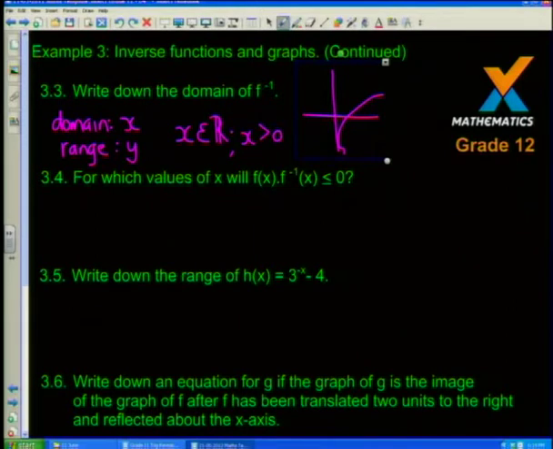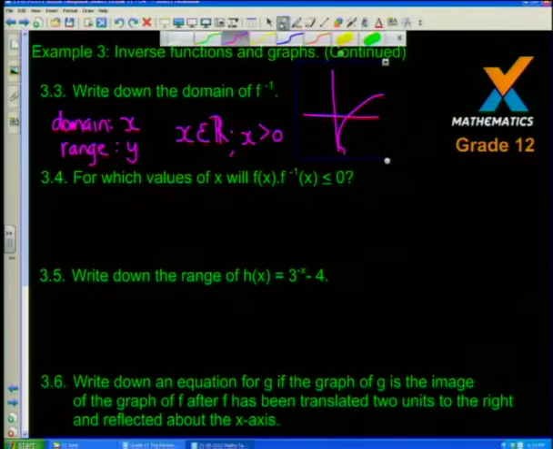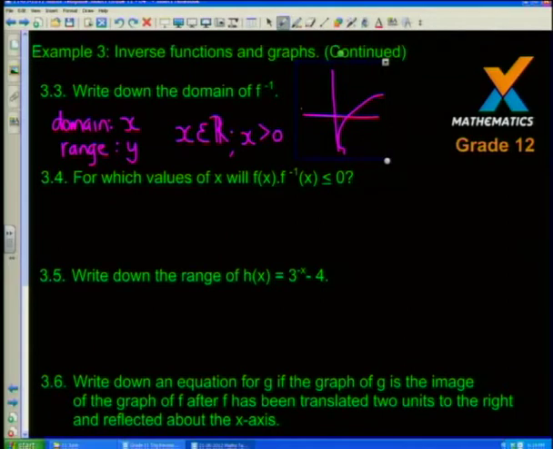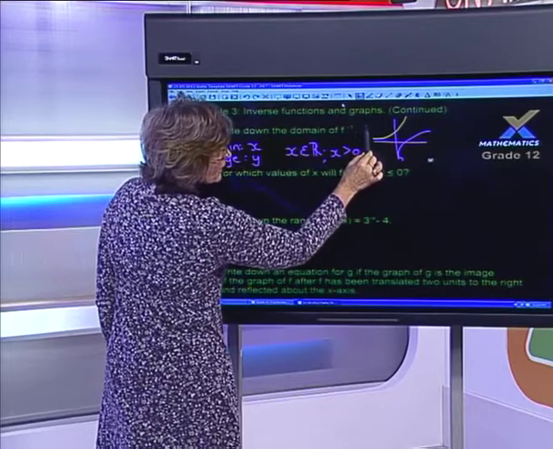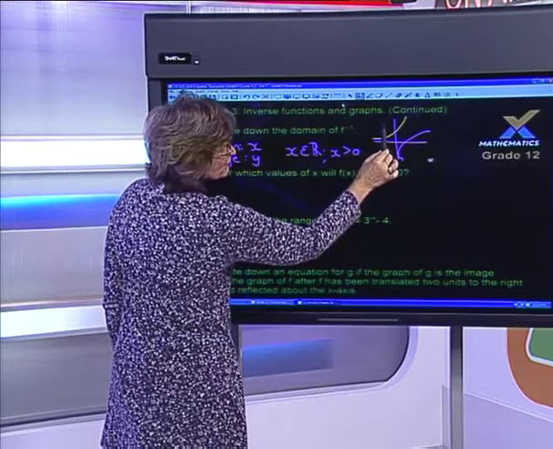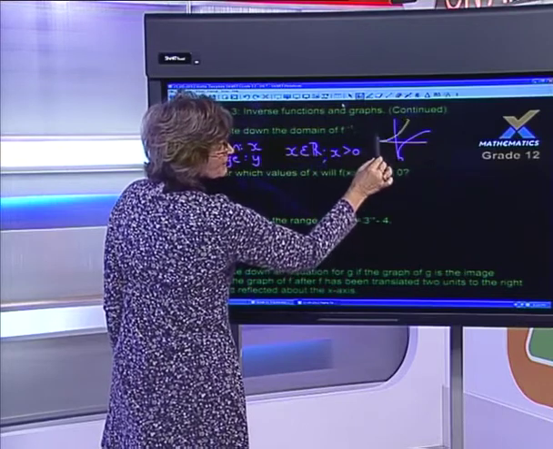Right, next question. For which values of x will f of x times its own inverse be less than or equal to 0? Now again, I need to just bring this guy back so that we can see in essence what they are talking about. They want the y value on the one graph times the y value on the other graph to be less than or equal to 0. Now, if I'm coming with x values that are negative, can you see that the f of x graph is defined? The other graph isn't even defined.